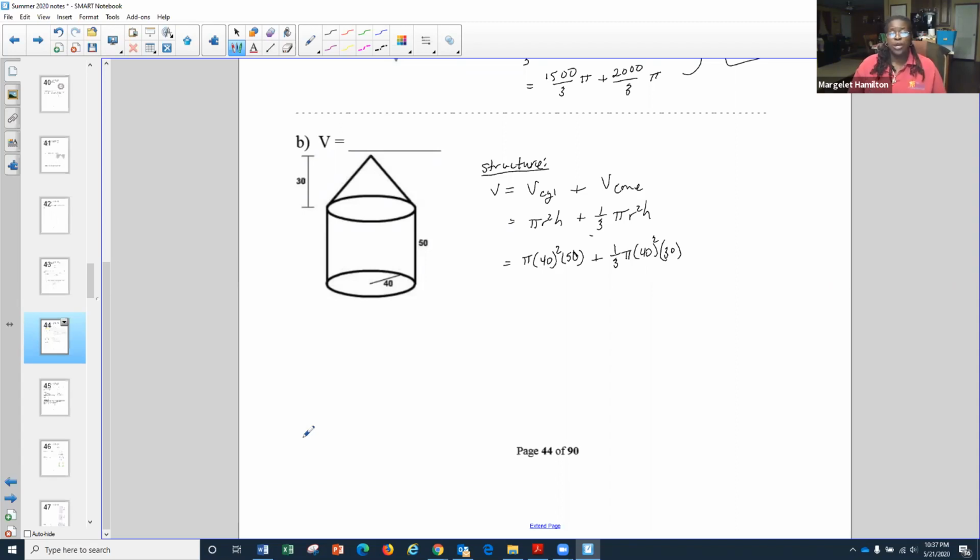Okay, so here we are with 40 squared. So 40 squared, remember we got that hat button, or you have a squared button now, so you can use either one now. You get 1,600 times 50, right? And you should have gotten 80,000. Did you get, yep, you did? Okay, good. 80,000 pi.